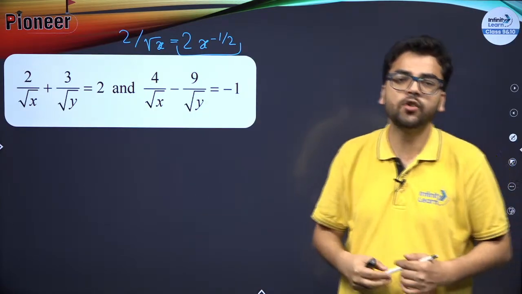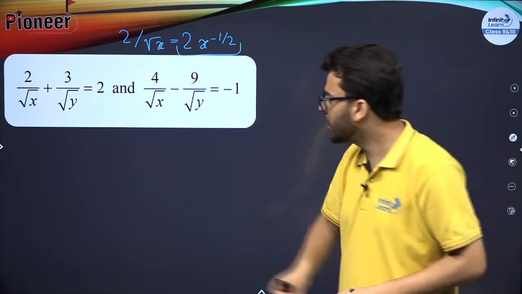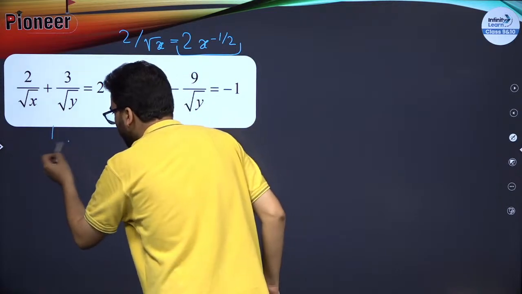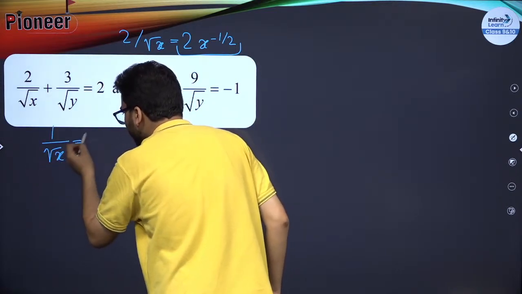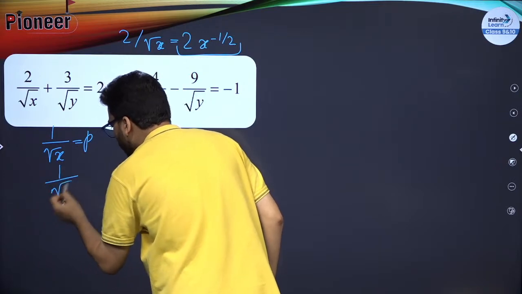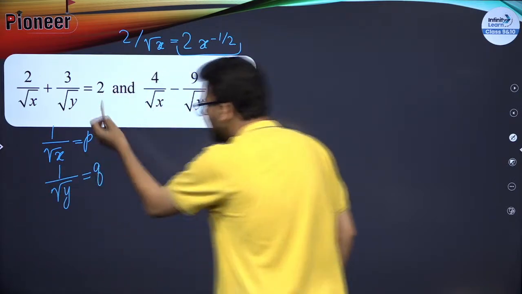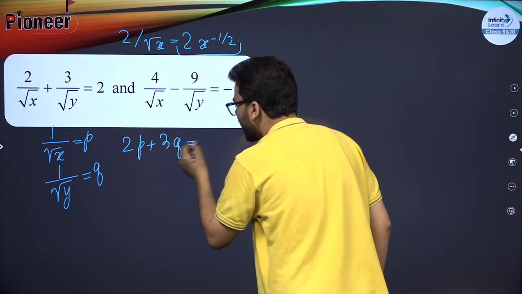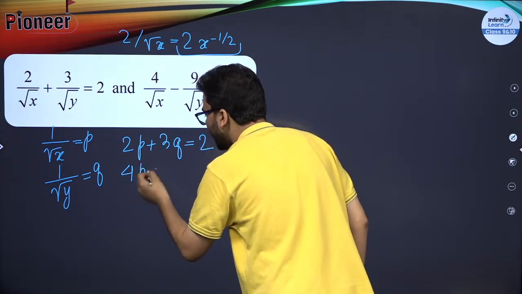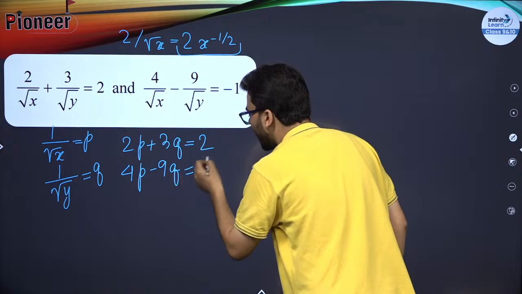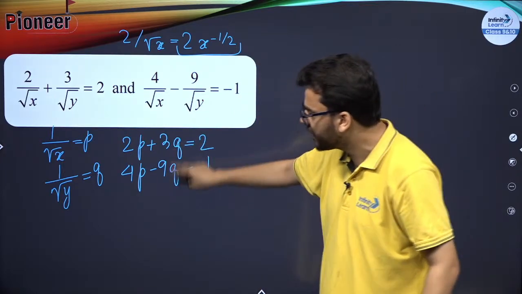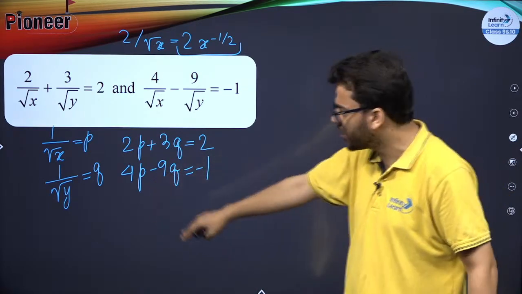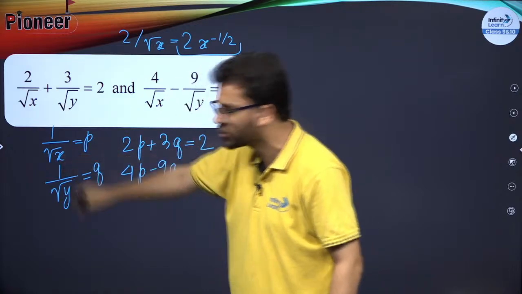We can solve them. See, you must have studied in school that you put 1 by root x is equal to p, and you put 1 by root y is equal to q. You can do it like this. Then these equations will become 2p plus 3q is equal to 2 over here, and this will become 4p minus 9q is equal to minus 1 over here. Now you will solve this pair of linear equations in two variables using any method. You will get the values of p and q, and then you can put the values of p and q over here and you will get the values of x and y.